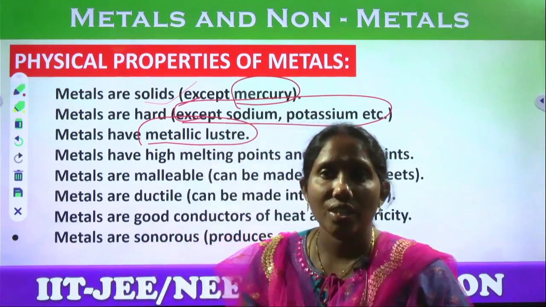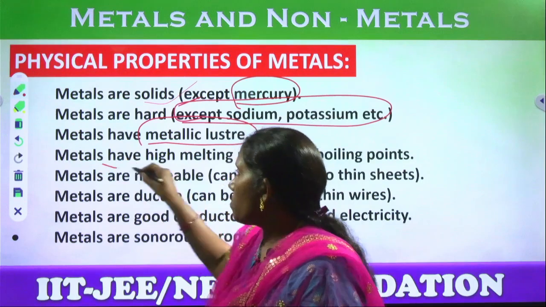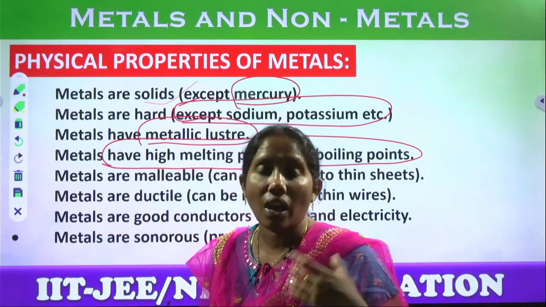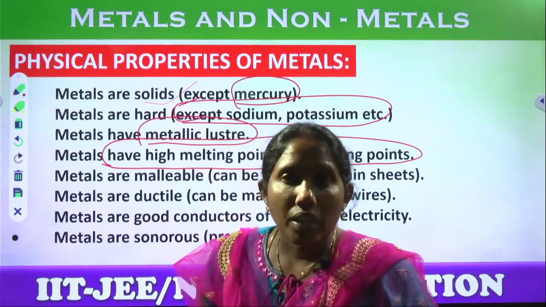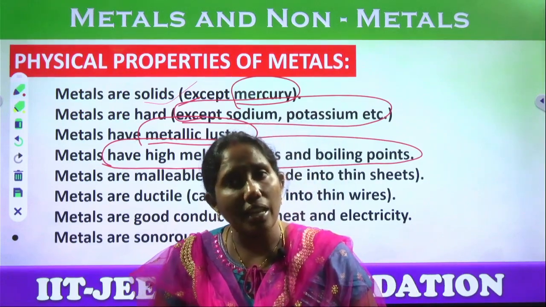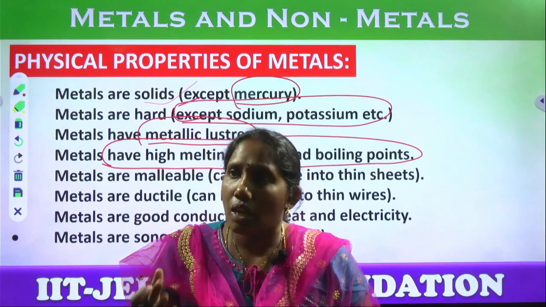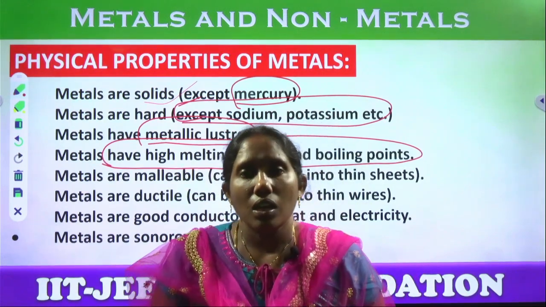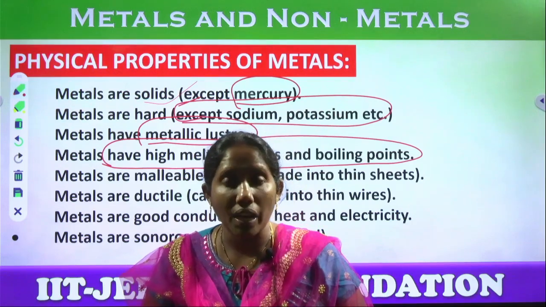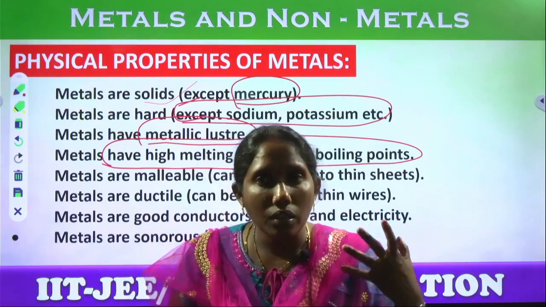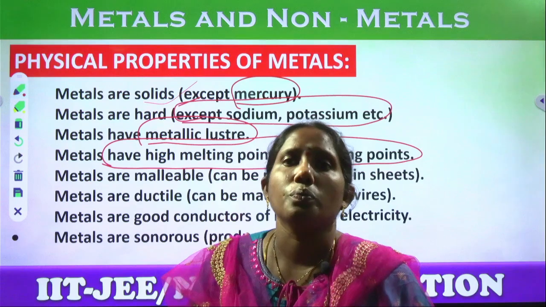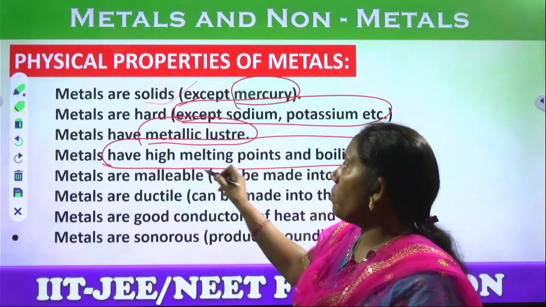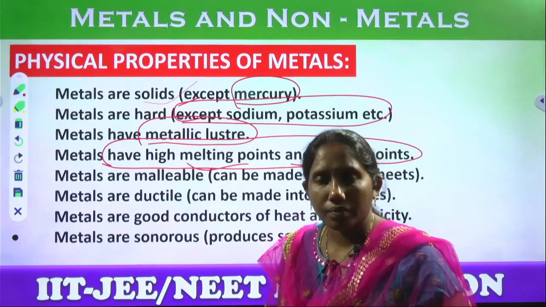That is called luster. Most metals have high melting points and boiling points, because they are very hard solids. Suppose iron is there, iron is a metal, we can't melt iron on the stove we have at home. A separate high temperature is required to melt metals, isn't it? So they require high melting and boiling points.